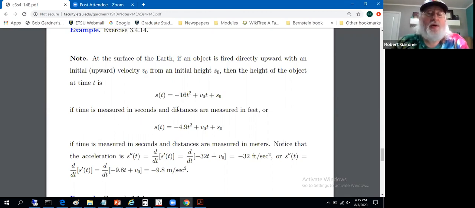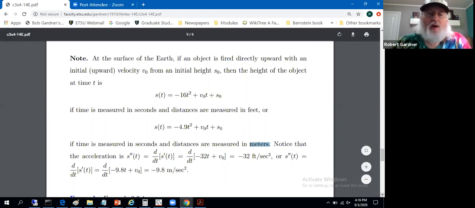If we measured distance in feet and time in seconds, that negative 16 is related to the negative 32 feet per second squared acceleration due to gravity at the surface of the Earth. If we measured distances in meters, then we'd have to do a little conversion, and you get equations of the form negative 4.9 t squared plus v sub 0 t plus s sub 0, initial velocity times time plus initial position. We're stating this authoritatively at this stage.